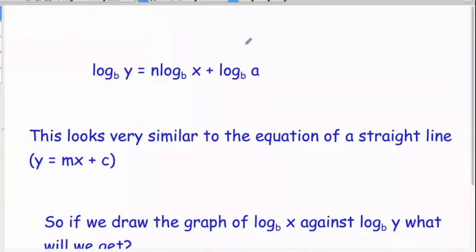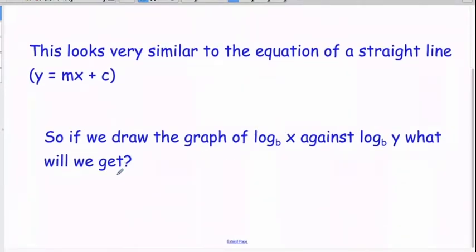Now, in order for that to work, we're not going to draw y and x on our axes. Our axes are going to be log to the base b of x and log to the base b of y. And we should hopefully get, the answer to this question would be a straight line. So on the x-axis, not x, we're going to have log x, and not y on here, we're going to have log y. And if we have polynomial growth, then this will be a straight line graph.